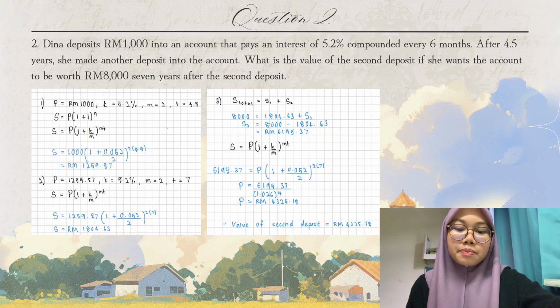Last step, we replace S with 6,195.37. P is the value that we want to find. Then we continue. Bracket 1 plus 0.052 divided by 2 bracket to the power of 2 times 7. Then we just use basic algebra. We move P to the other side. Then finally we get 4,325 ringgit and 17 cents as our second deposit value.